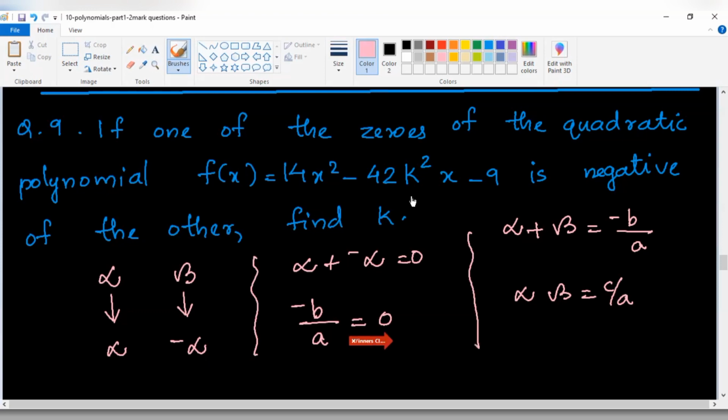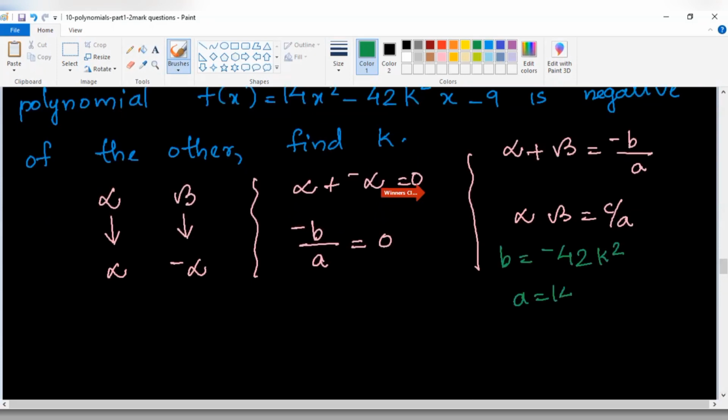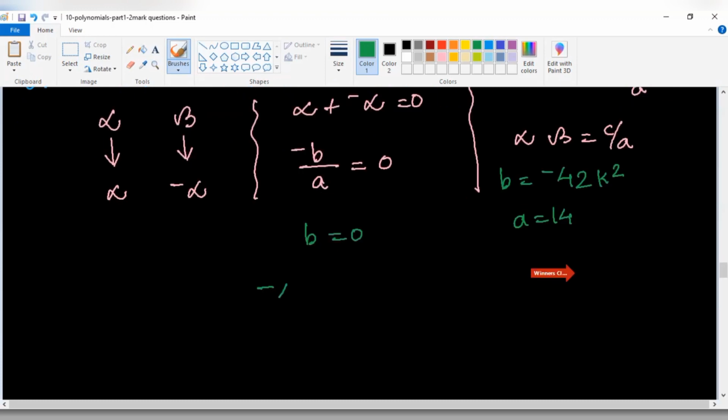In place of b, we have minus 42k square, and in place of a, we have 14. So minus b by a equal to 0 means what? b is equal to 0. b should be equal to 0. And in place of b we have 42k square. So minus 42k square is 0 means k should be 0. So that is the value of k.